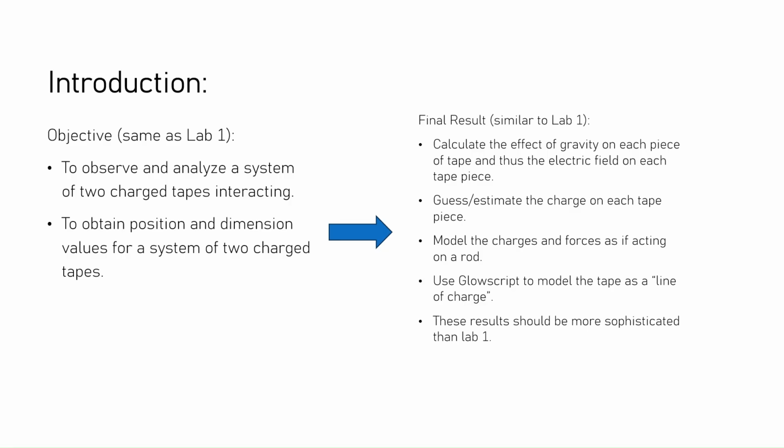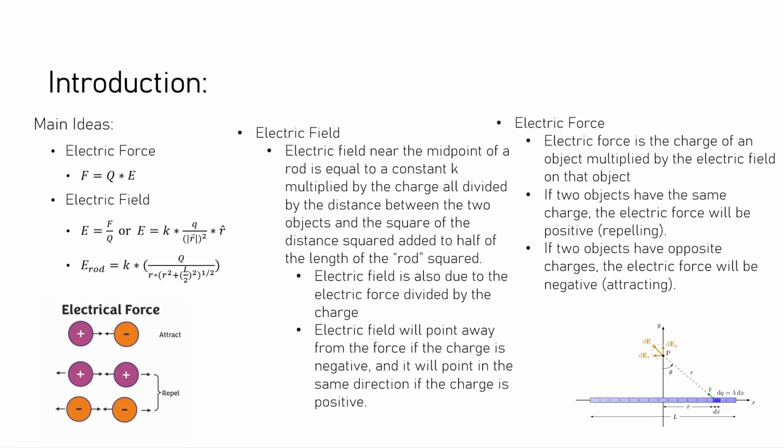As an introduction, the objective is to observe and analyze a system of two charged tapes and then obtain data for that system so that we can calculate the effective gravity on each piece of tape. Then, using this in GlowScript, we model the tape as a line of charge, and using this model, we can guess the charge on each piece of tape. And we will also calculate the charge on each piece of tape as if they were a rod and a point charge to compare. The main ideas of this lab are basically electric force and electric field.